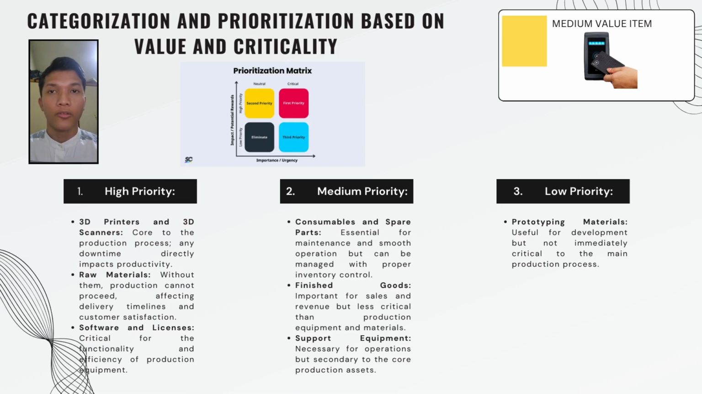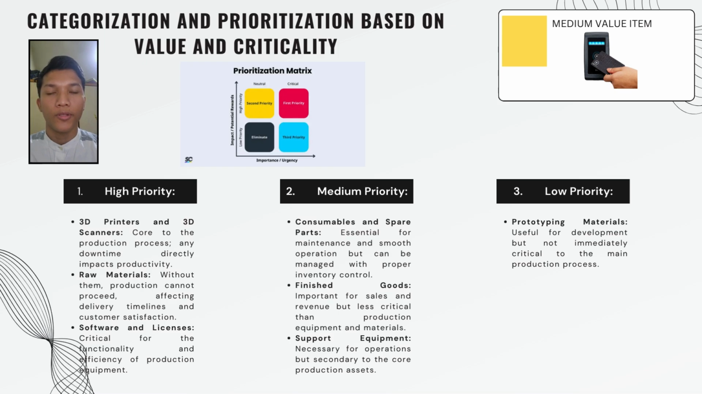Next I want to explain the categorization and prioritization based on value and criticality. The categorization is based on three terms: high priority, medium priority, and lastly low priority. For high priority, there are the 3D printer and 3D scanner. The 3D printer and 3D scanner are core to the production process. Any downtime directly impacts productivity.